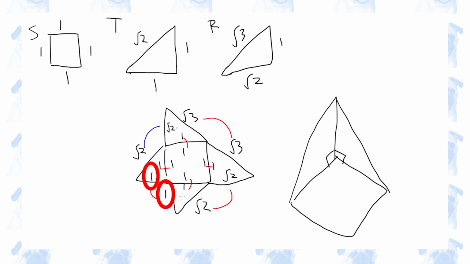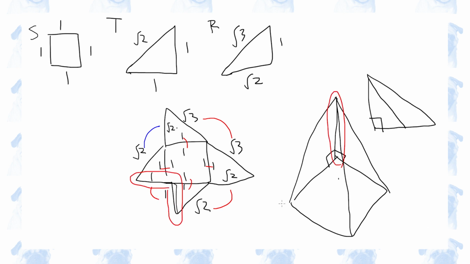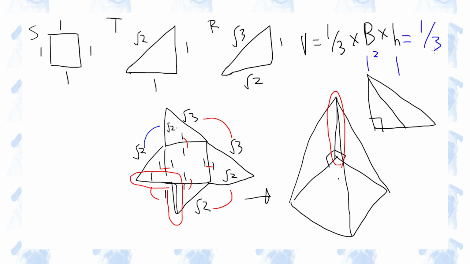If we put these 2 sides up, the pyramid will look like this, or like this if you look at it from this angle. What is the formula for the volume of a pyramid? B stands for the area of the base, and H is the height of the pyramid. So B is 1 squared, and the height is just 1. So the volume is 1/3, and this is the answer.